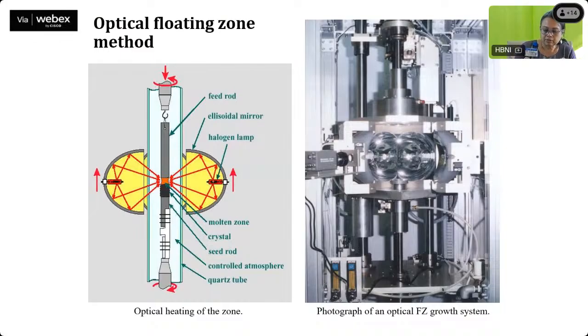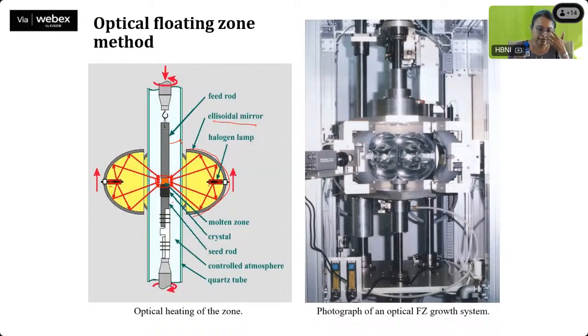So we have this xenon lamp, and we have a halogen lamp, and we have an ellipsoidal mirror. What this ellipsoidal mirror does is focus the energy to a very small zone. So that is the floating zone. This is why it is called floating zone: it is between the feed rod, which is the polycrystalline, and the crystal which is forming.